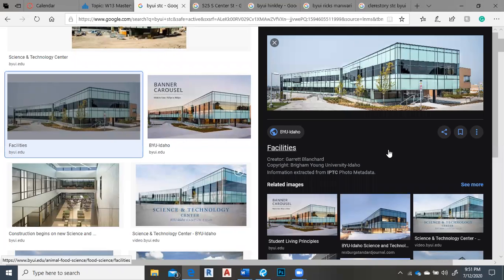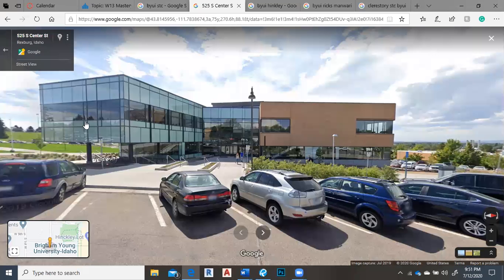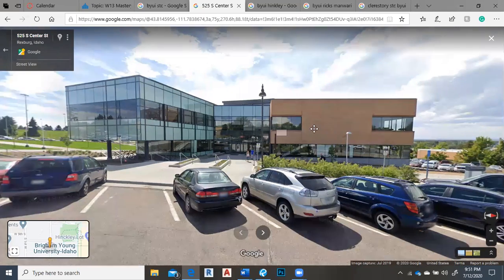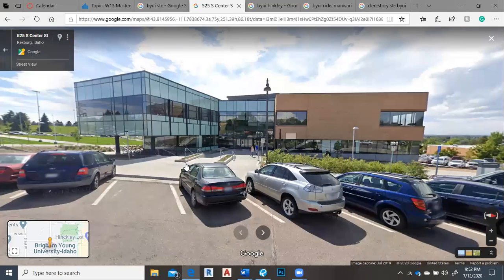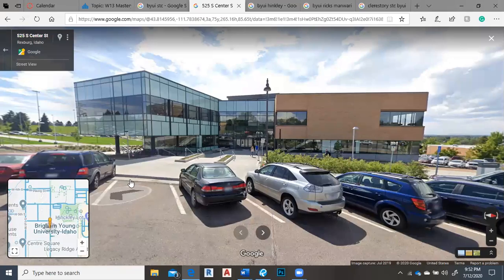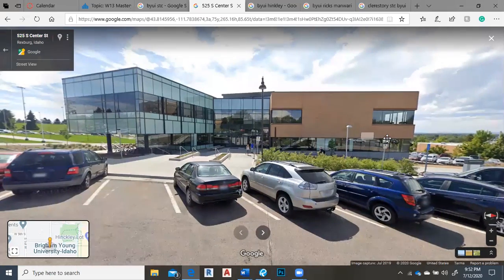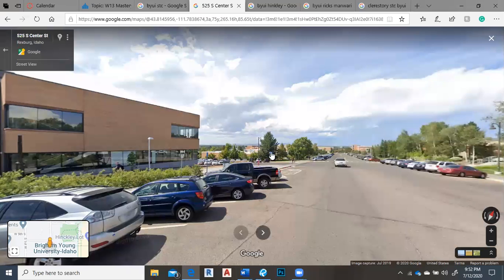The STC has a notable look compared to most buildings on BYUI's campus. It probably has to do with how the building was designed, with a brick finish on one side and a glass finish on the other side. I think the architect chose that particular look because they wanted a unique design for this project, but also for the building to look like it belonged on campus and not out of place.